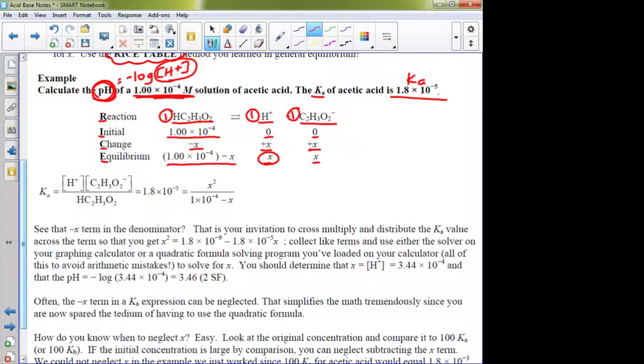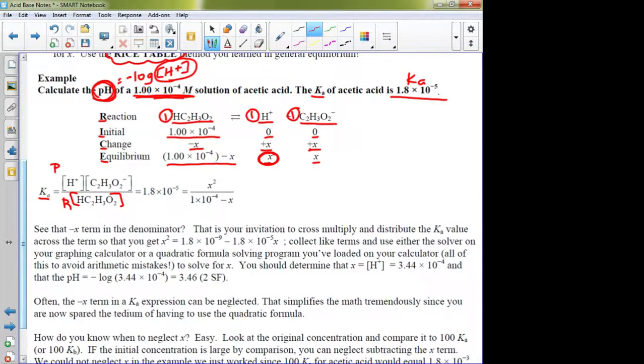So to get the concentration of hydrogen, I've got to get x. So I set up my equilibrium expression. Ka is equal to products over reactants: my concentration of hydrogen times my concentration of acetate divided by my concentration of acetic acid. This is equal to 1.8 times 10 to the negative fifth, which is equal to x squared over 1.0 times 10 to the negative fourth minus x.